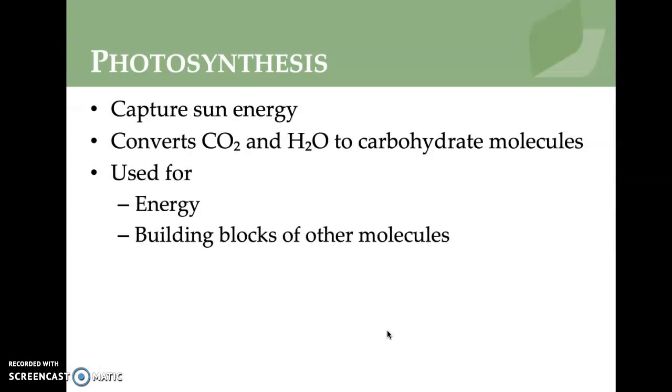All right, so photosynthesis, this is not anything new to you guys. You guys have studied this from early elementary science classes. The whole idea of photosynthesis is the plant being able to do something super cool that we can't do, which is capture the sun's energy and make it into food. So obviously it takes carbon dioxide and water to make carbohydrate molecules. It's used for energy and the building blocks of other molecules.